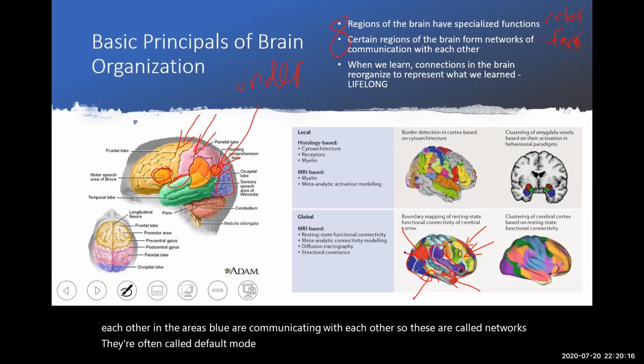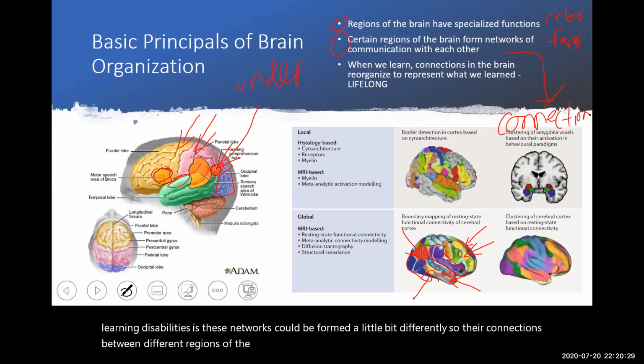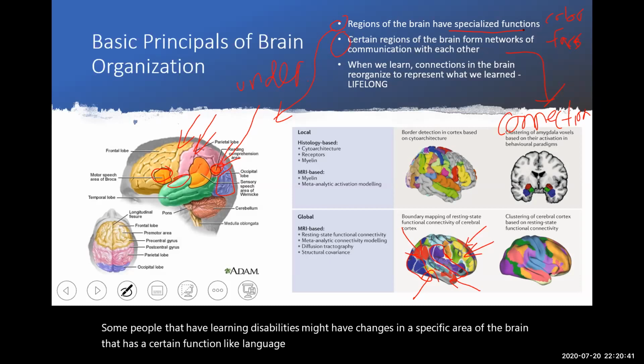And so what happens in some people that have learning disabilities is these networks could be formed a little bit differently. So their connections between different regions of the brain can be altered. Some people that have learning disabilities might have changes in a specific area of the brain that has a certain function, like language comprehension, reading comprehension, speech. These are all specialized areas of the brain.